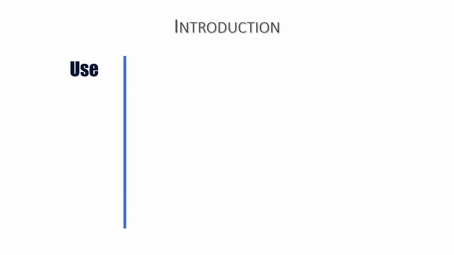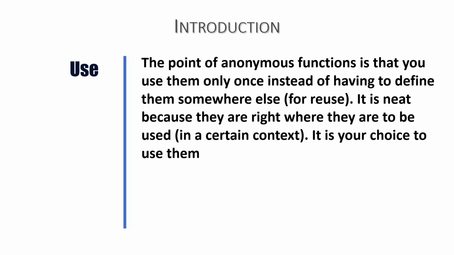If I talk about the general use of anonymous functions, the point of an anonymous function is that you use it only once instead of having to define it somewhere else. That means for reusing, you don't need to provide an anonymous function. It is neat because they are right where they are to be used. Since they are not created for reusing, they can be defined exactly where we are going to use them. And again, it is your choice, because whether you use a general function or an anonymous function, the output would be the same.